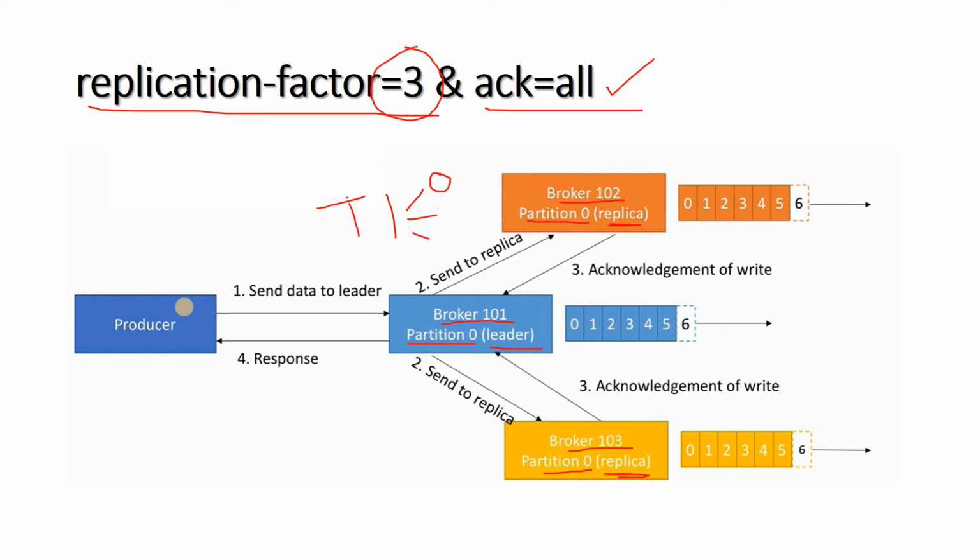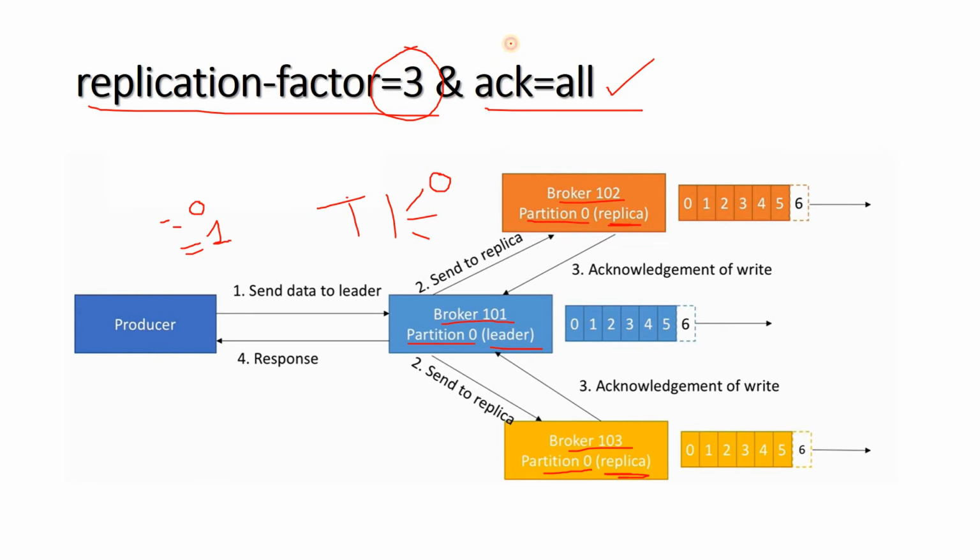So when the producer tries to publish messages, we can configure ACK equal to 0, which means it will not even wait for acknowledgement. It will just fire and forget, whether or not the messages are written successfully in the leader broker or the replica broker. Then we can configure ACK equal to 1. In that case, the producer will only wait for the response that the data is written successfully in the leader partition. The producer will not worry about whether the same data is replicated properly in our follower partitions or not.